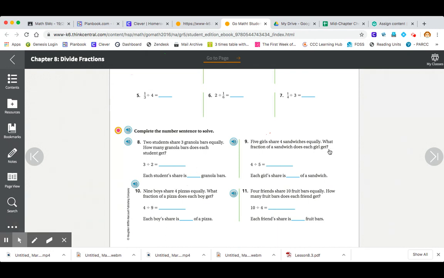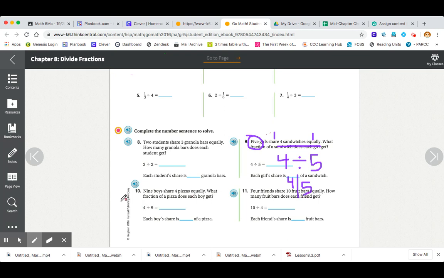5 girls share 4 sandwiches equally. Remember, we can't divide up people. We can't cut people up. We can cut up the sandwiches. So we have 5 girls share 4 sandwiches. So what are we dividing up? What's our dividend? The 4 sandwiches are what we're dividing up, and we're dividing between 5 people because they share them equally. Okay, so we have 4 sandwiches, and we're dividing them up by 5 people. Therefore, each person gets 4/5 of a sandwich.